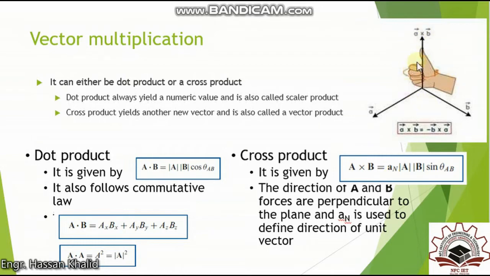Now consider this figure in which the fingers of the right hand are curled in such a way that they cover the distance from the vector A to the vector B, then the thumb will be pointing in the direction of the A cross B vector. And we can also say that in this equation AN gives the direction, and it will always be acting normal to the plane.